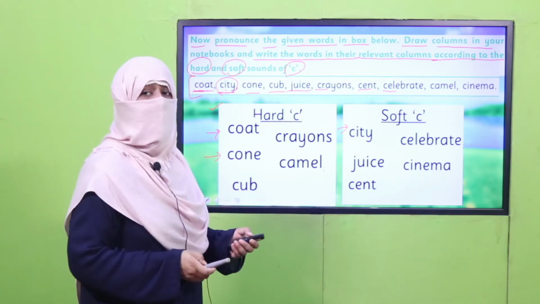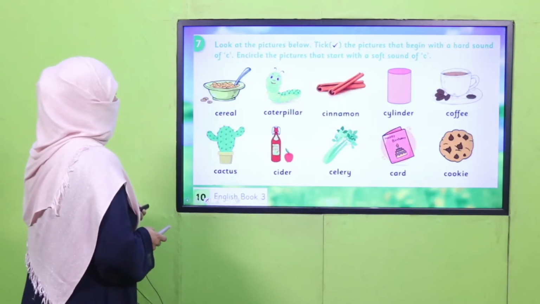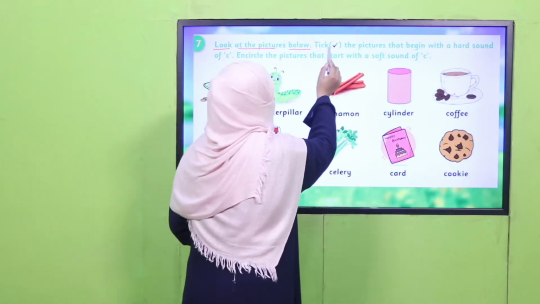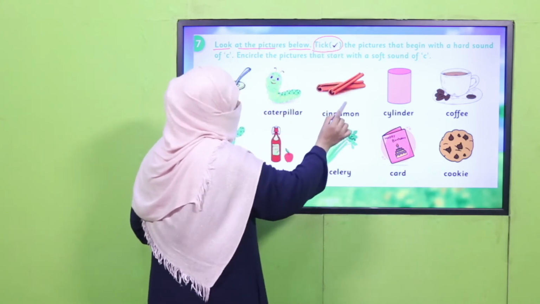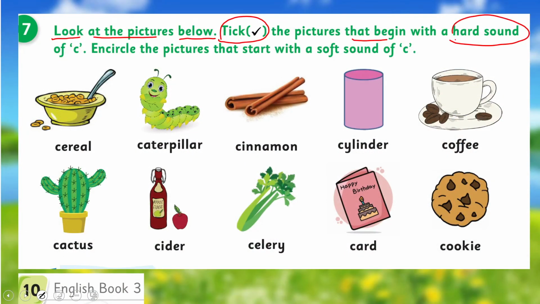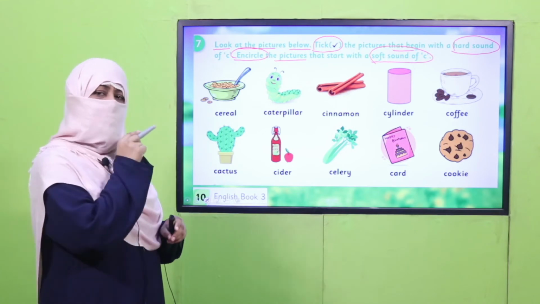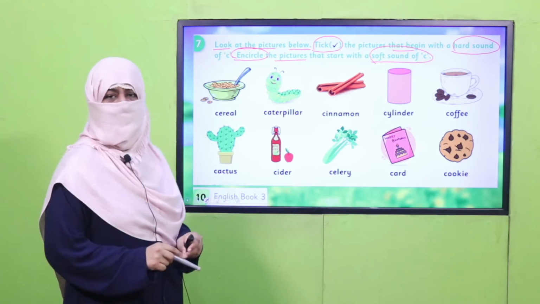Good job. So I'm giving you another practice given in your book. What you will do, look at the pictures below. Take the picture that begins with hard sound and encircle the picture that begins with soft sound of C. So if the word is with soft sound, you will circle the picture. If it is with hard sound, you will tick the picture. So pause the video and enjoy this activity.